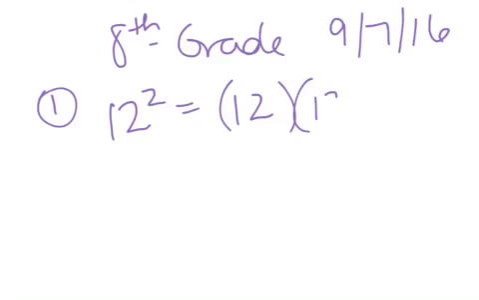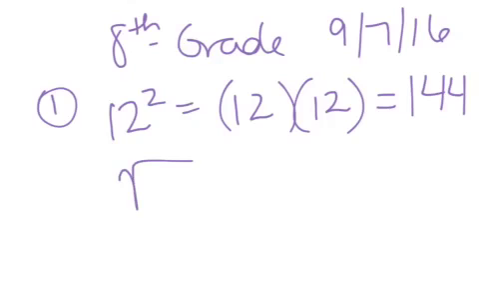The first thing I want to go over with you is your homework from Tuesday night. So let's look at number 1. 12 squared, of course, is the same thing as 12 times 12, which equals 144. So if we take the square root of 144, that means whatever number squared by itself equals 144, we know that's 12.